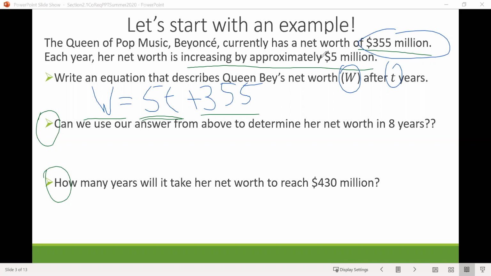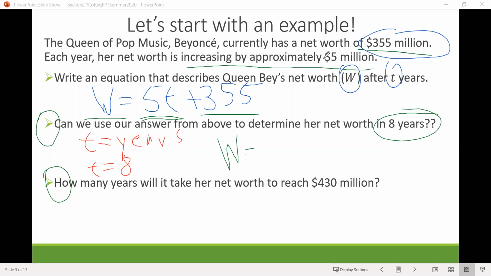Well, then the second question says, now that we have that, can we use that answer to determine her net worth in 8 years? And hopefully you're saying, well, yes, Cody, we can, because that 8 years is an amount of time. And in our equation, the variable T stands for years, or stands for time. Okay, and in this case, we've got T equals 8. So we can just input that into our formula there.